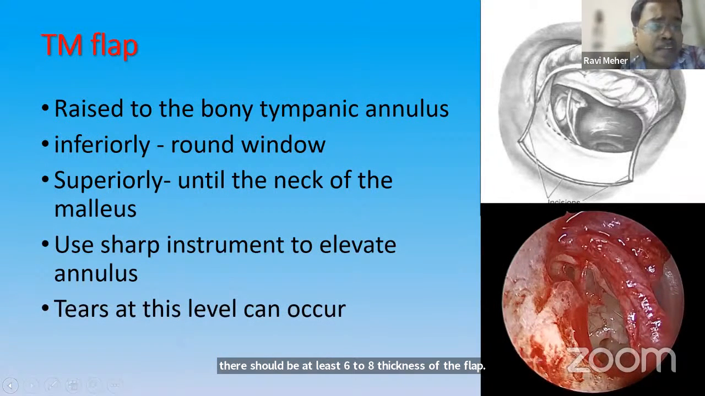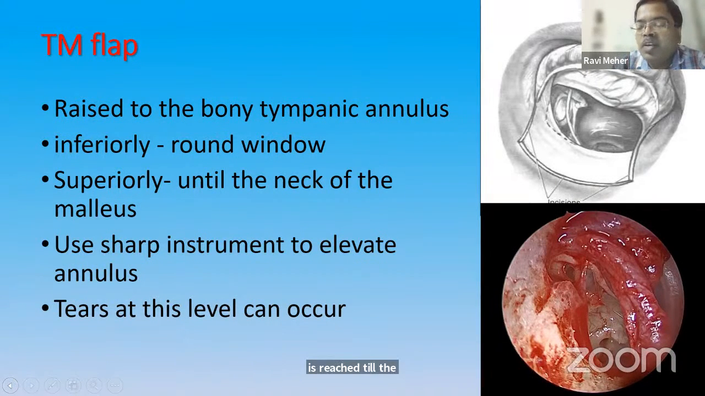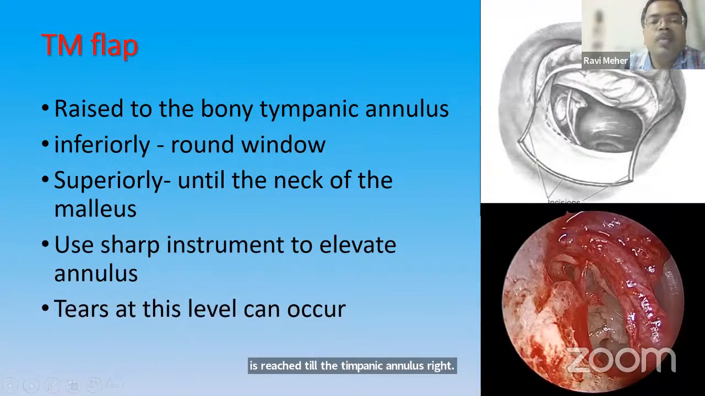Then you raise the tympanomeatal flap, and it is raised till the tympanic annulus, right? And what is the extent of raising the flap? You should be able to see the round window niche area. So this is the round window niche area which is seen. Superiorly, you should see the neck of the malleus.